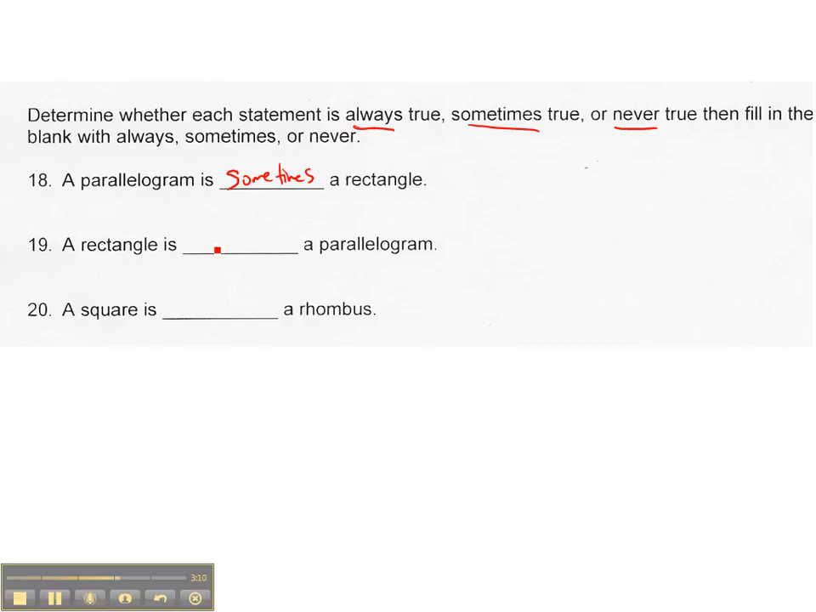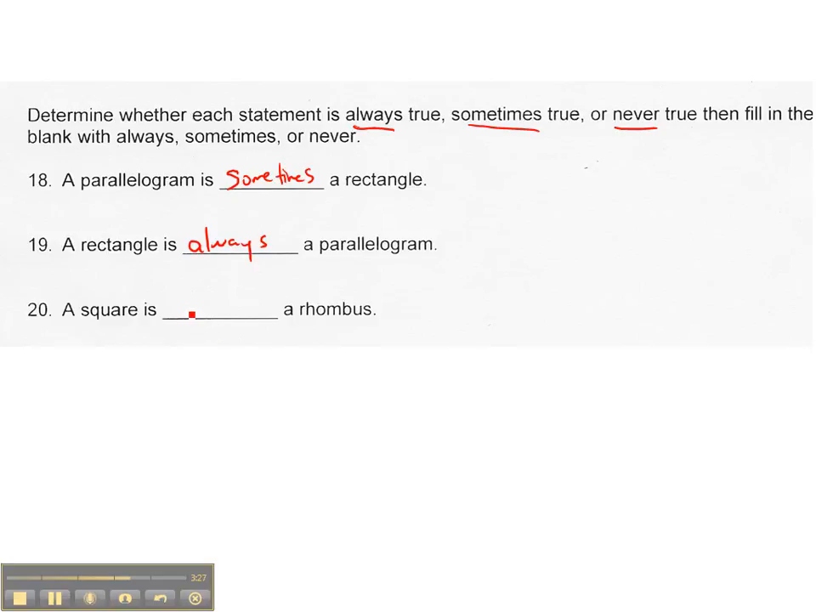Okay, number 19. A rectangle is always a parallelogram. The definition of parallelogram is opposite sides parallel, and that's true of all rectangles. So all rectangles are always parallelograms. They're just a special type of parallelogram.